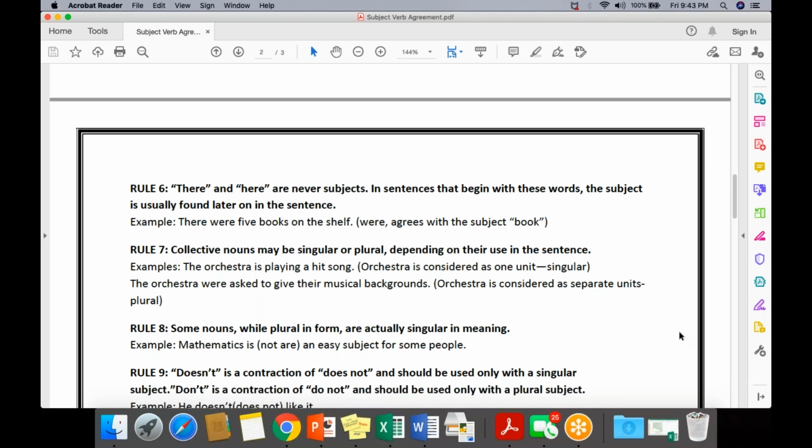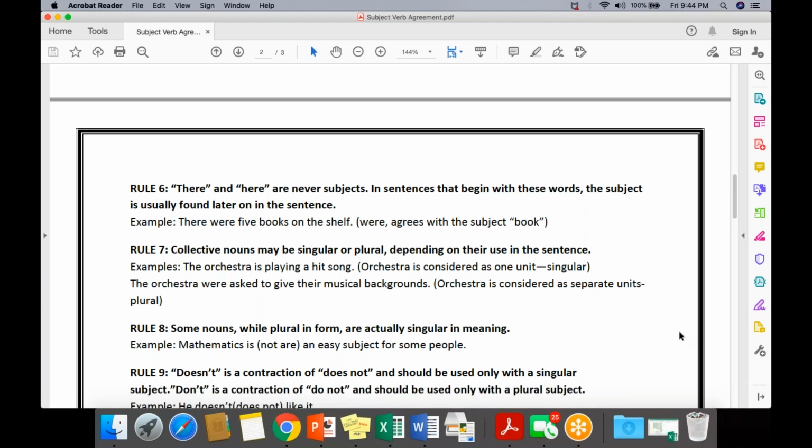Now, my next rule. If my sentence is starting with a word there or here, and specifically only if the sentence is starting with these two words, then I will have to wait for the subject. Subject comes later, and I have to ensure that whatever is the count of the subject, my verb is in coordination with it. So if I say there were 5 books on the shelf, or if I say there was 1 book on the shelf, was or were will depend upon the count of book. It will not depend upon there or here.